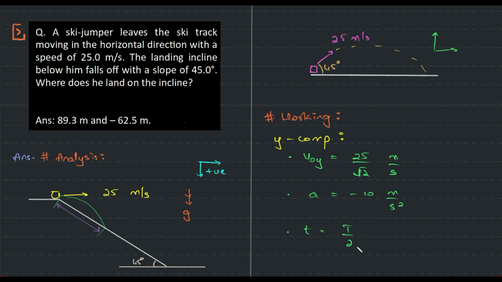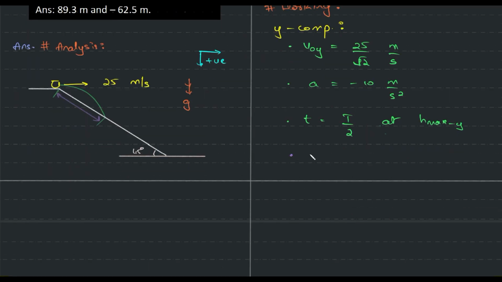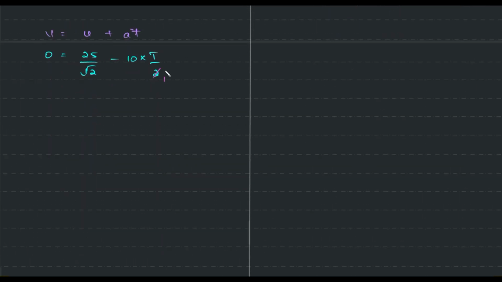Then the time will be for h max along the y-axis. Okay, so I think we have everything. The final velocity Vy at the maximum height will be equal to 0. So we can use v equals u plus at. So 0 equals 25 by root 2 minus 10 into T by 2. So this is 5, and T is equal to 5 root 2 by 2. We don't need to standardize, they're not asking for it. This is not the final answer. So time of journey is 5 root 2.